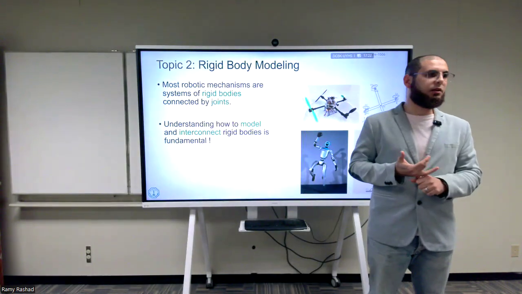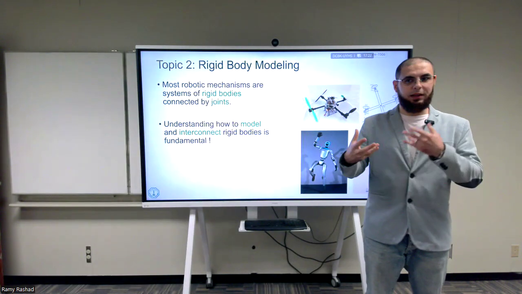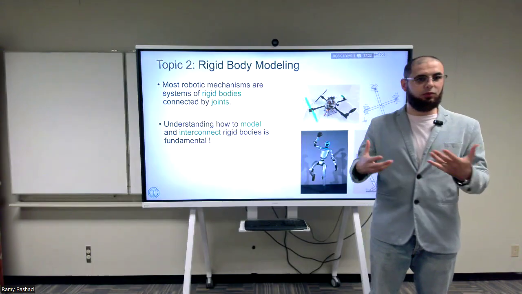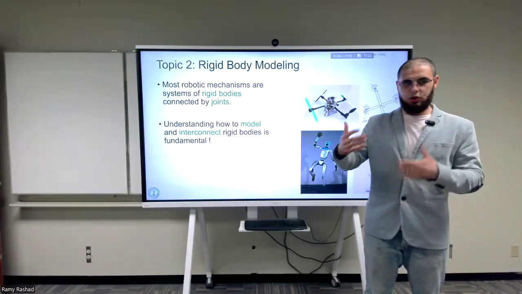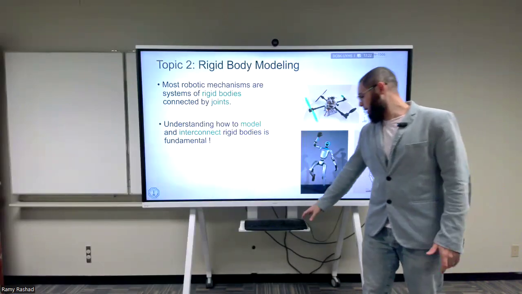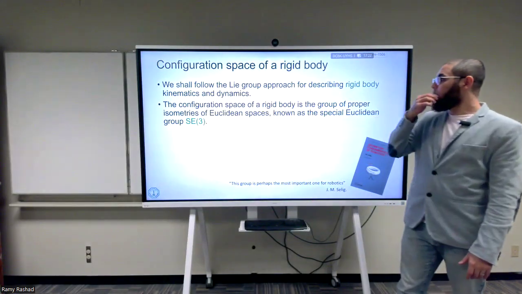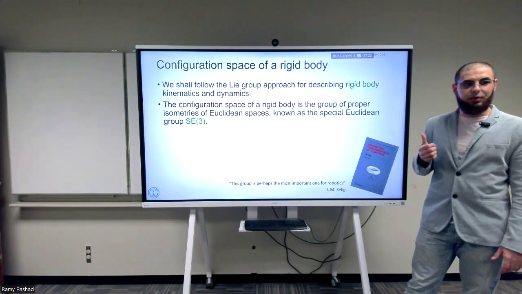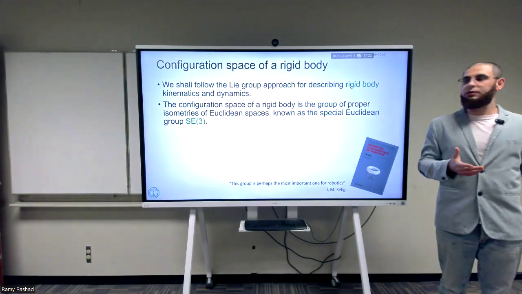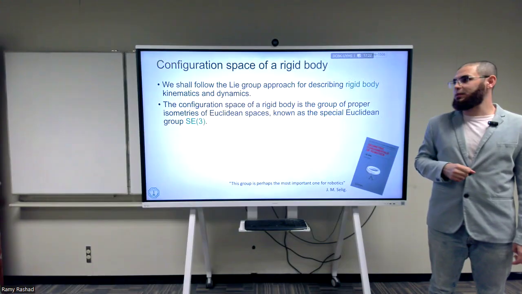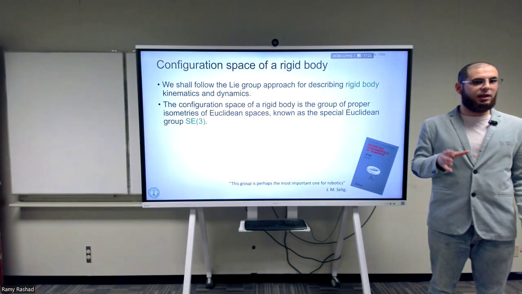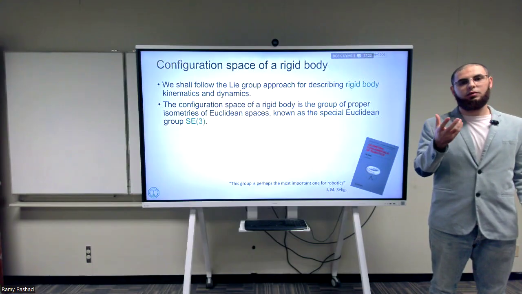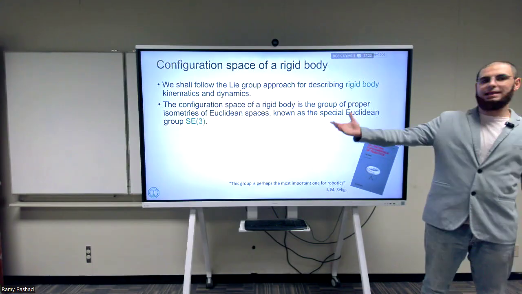What is a rigid body? How do we model it mathematically? What kind of mathematical tools do we need so that we're able to write equations that describe how this robot moves, and so on and so forth, both kinematically and dynamically? The approach we're going to be using is called the Lie group approach for rigid body kinematics and dynamics. And in this approach, the most fundamental object is SE3.